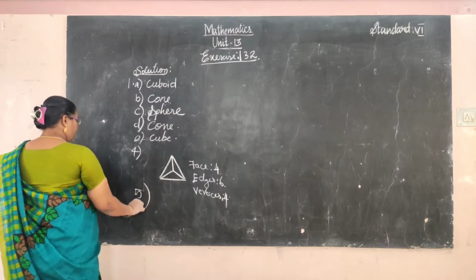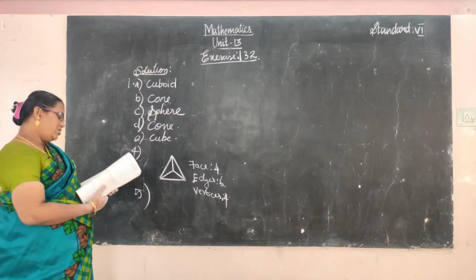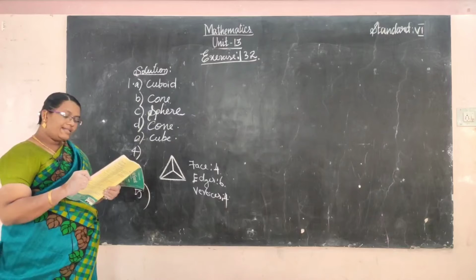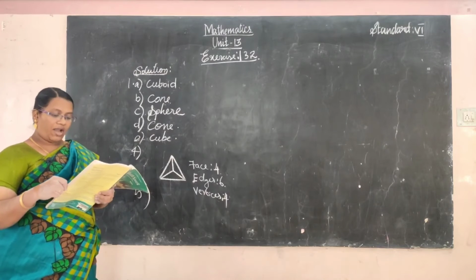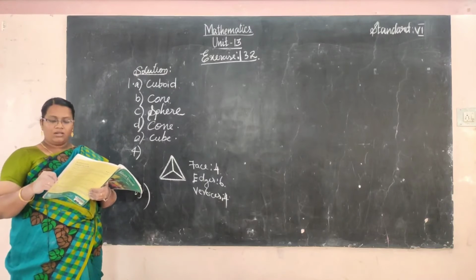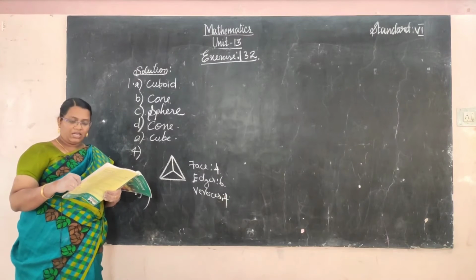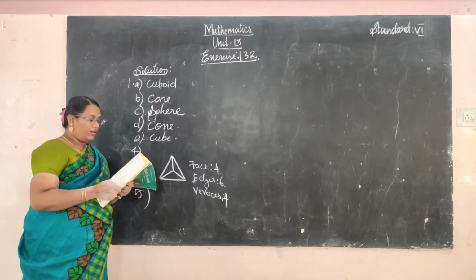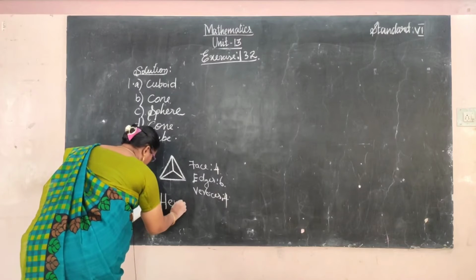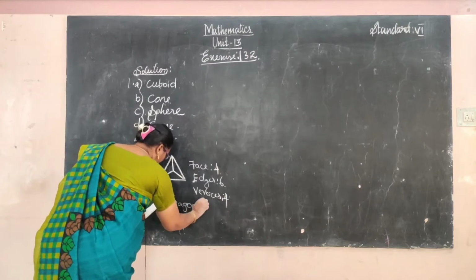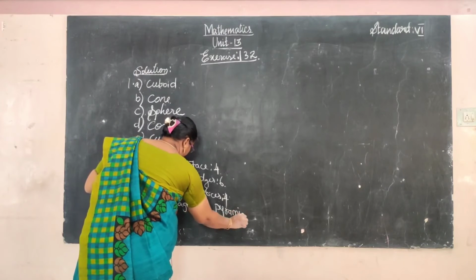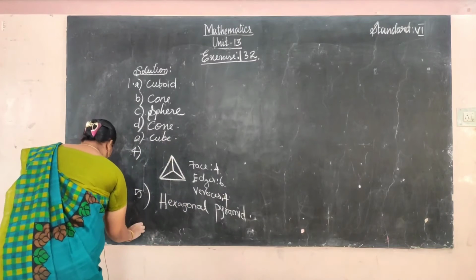That is 4 vertices. Fifth one, the base of the pyramid is hexagon and all its other faces are triangle. Name the pyramid. So base is hexagonal. So name the pyramid, clearly given. Okay, so hexagonal pyramid.